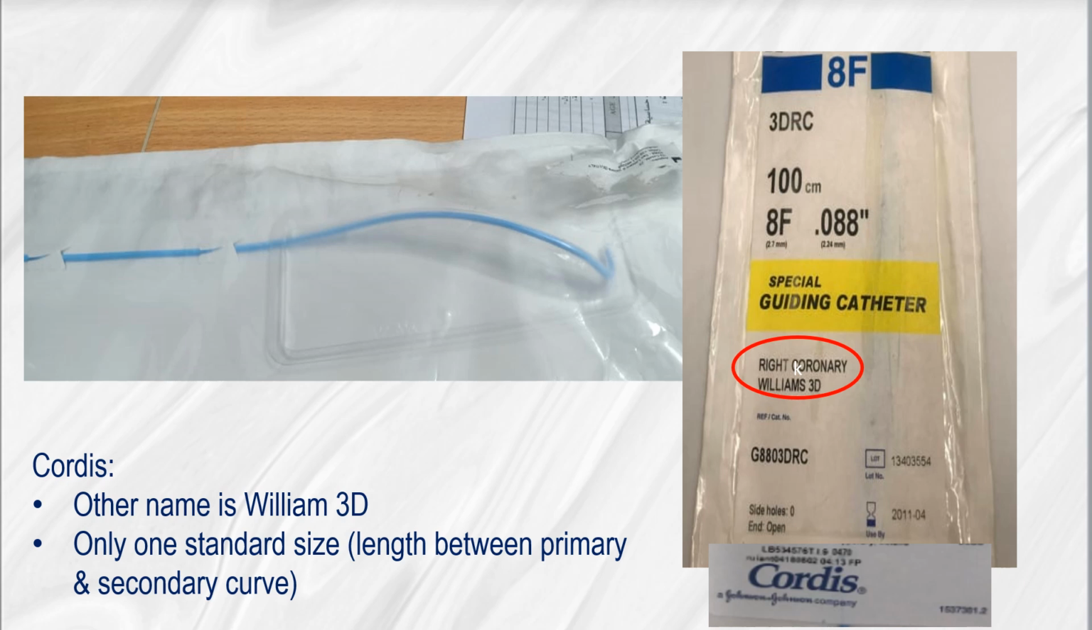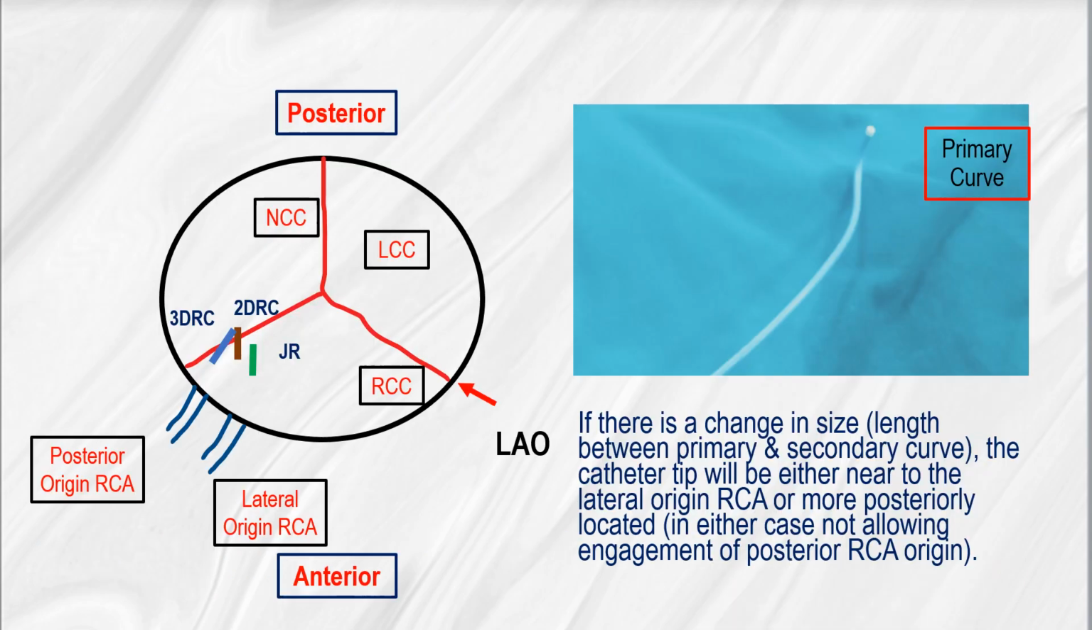The other name is Williams 3D. There is only one standard size, the length between the primary and the secondary curve. There is no space for rotation. If there is a change in size, the catheter tip will be either nearer to the lateral origin of the RCA or more posteriorly located. In either case, it will not allow engagement of the posterior RCA origin.